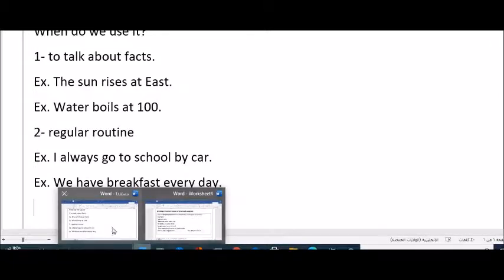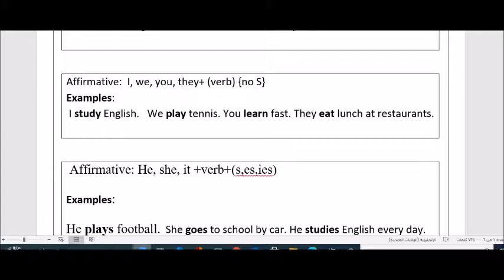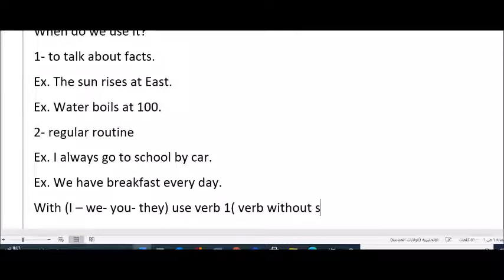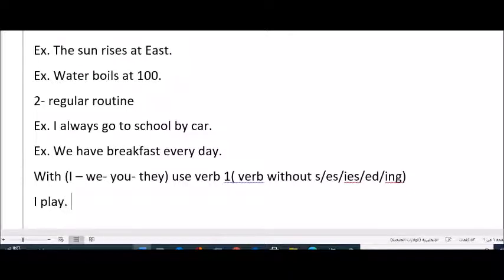Now, let's move to another part. With pronouns I, we, you, and they, use verb 1. Verb 1 means verb without s or es or ies or ed or ing. Verb without ending. For example, I play, we eat, they study, you drink.